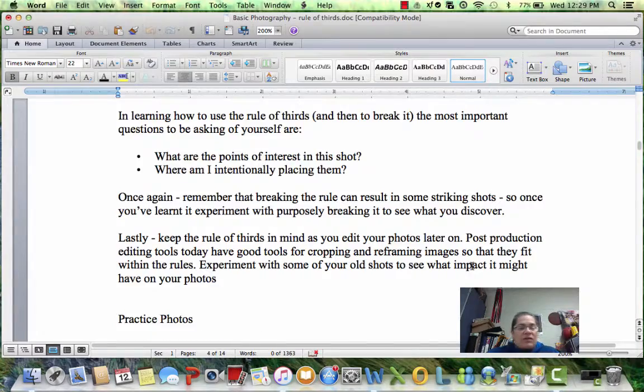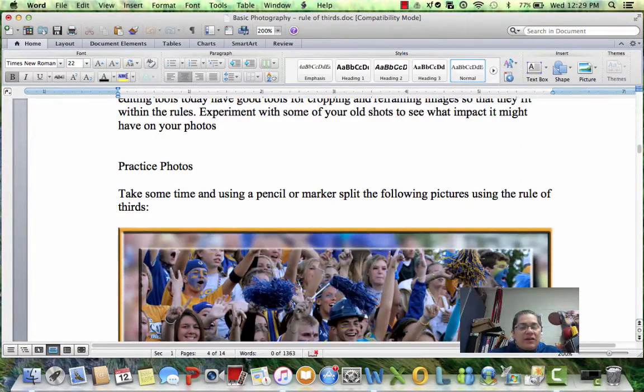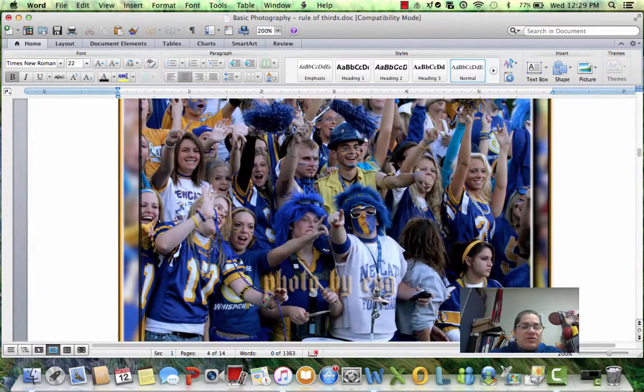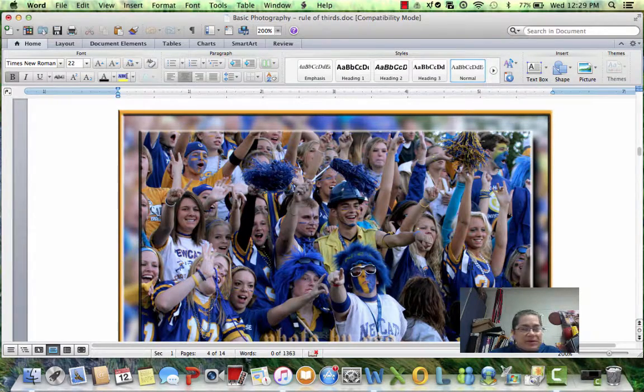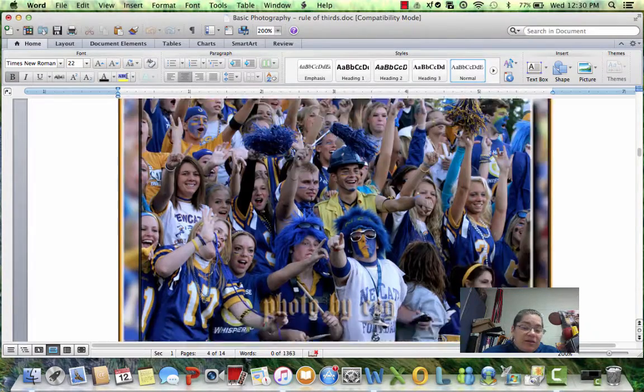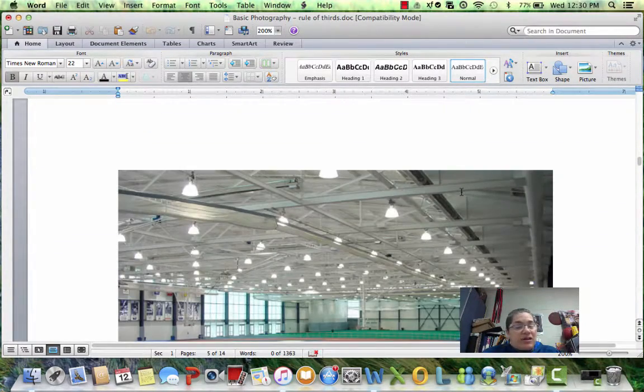Okay, and so what we have is we have some practice photos, and what I want you to do is line those up. You're going to actually use a pencil or a marker and a ruler, and you're going to break them down into thirds, both vertically and horizontally. Now, what's very important is that these are even thirds and your lines are straight and even. I want you to see if you can find the points of interest in the photo, and you're going to show those to me with each photo, and you're going to turn those in.